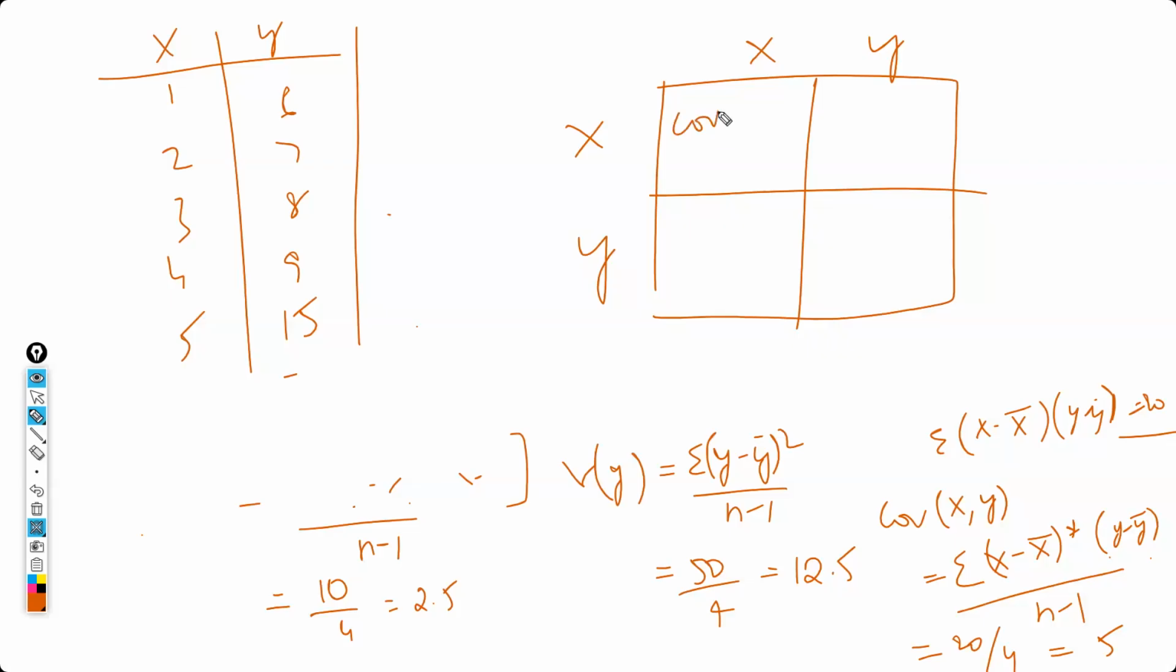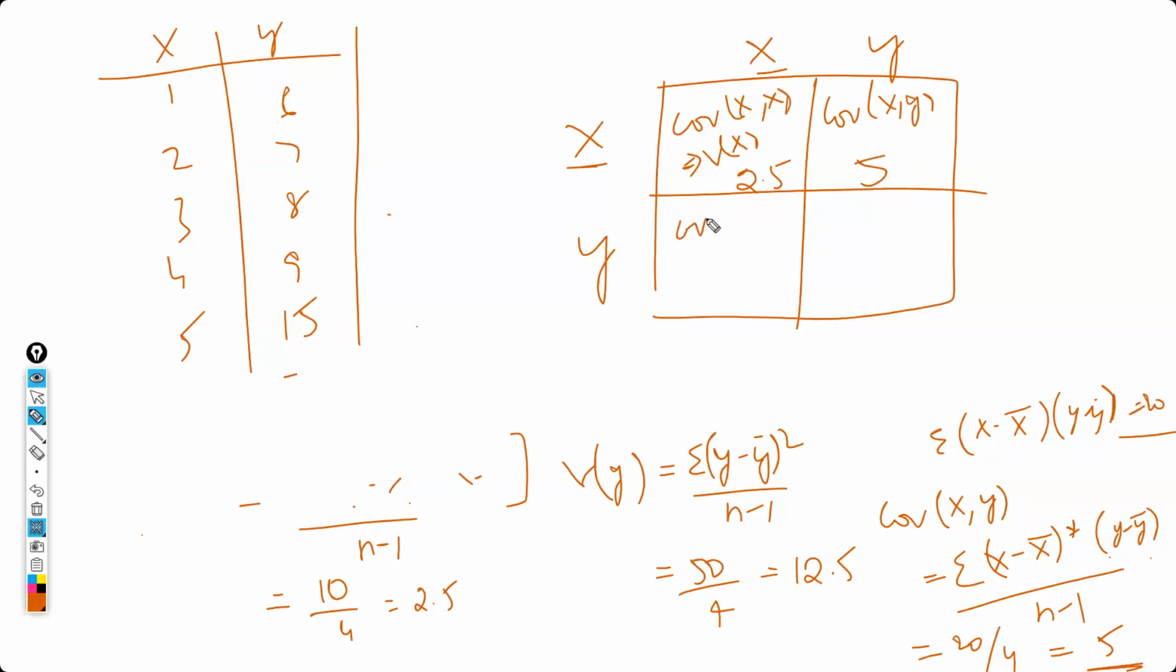The first one is covariance of x comma x, because x is here and x is also here. Covariance of x comma x is nothing but variance of x, since you are multiplying x minus x bar into x minus x bar, which is the variance formula. The value is 2.5 in this case. Next is covariance of x comma y, which is x minus x bar into y minus y bar divided by n minus 1. In this example, it is 5.